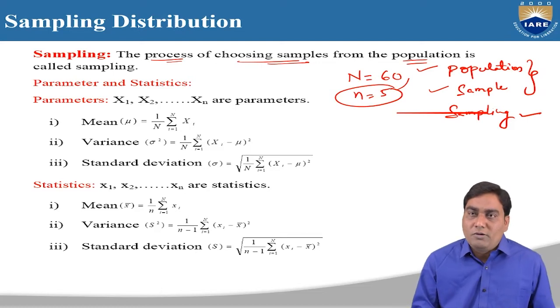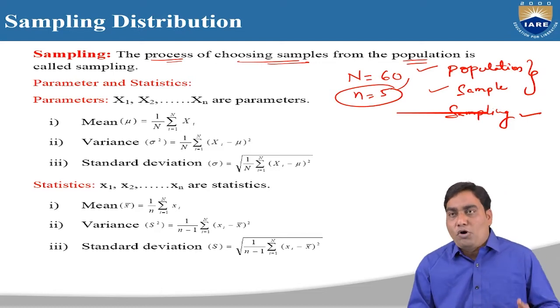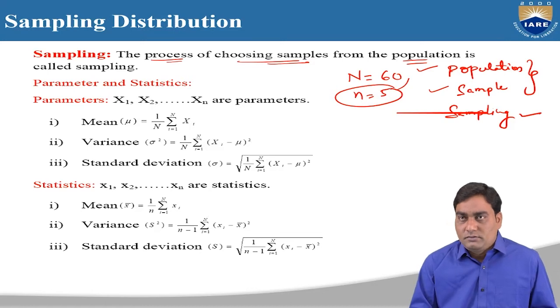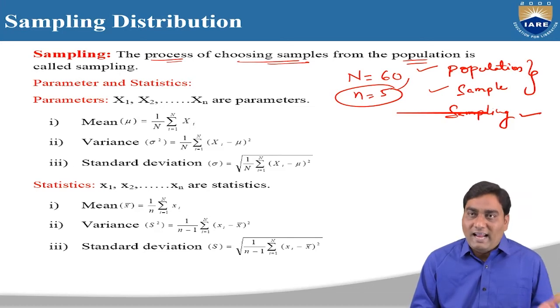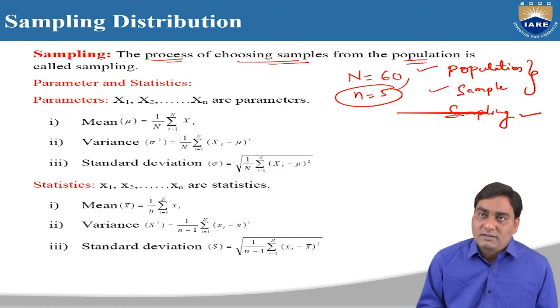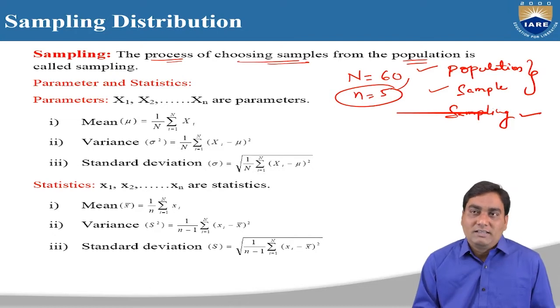Suppose if I give one more way, I need 5 boys. That is another way. I want 4 girls and 1 boy. That is another way. Like that, the process or way of choosing the samples from the population is called sampling.